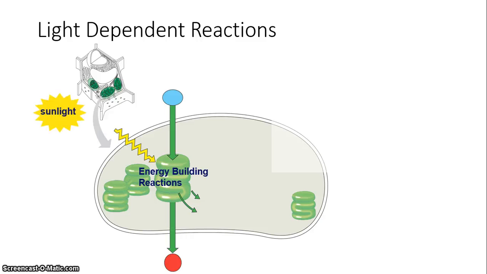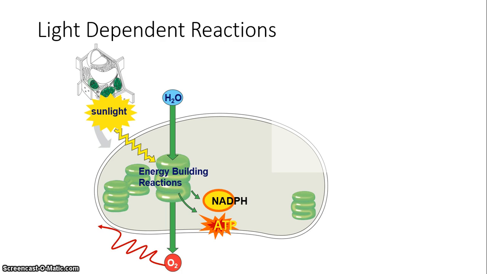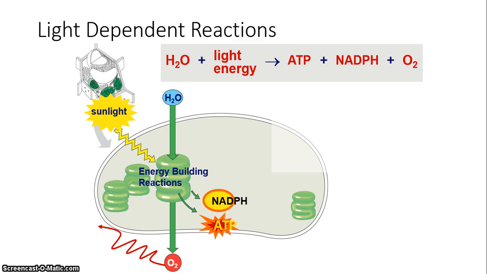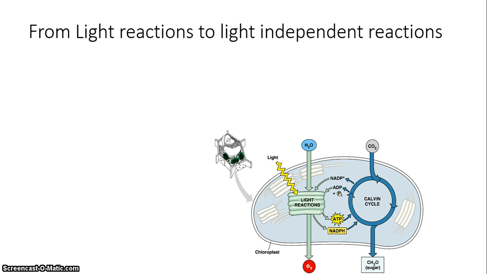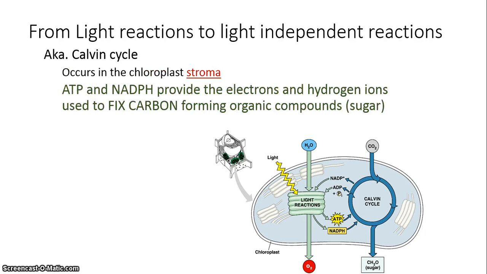So here's just another way to look at that. You have sunlight, it hits the thylakoid, gets the chlorophyll excited, water gets split, ATP and NADPH are produced, and oxygen is released. Now you go to the light independent reactions, also known as the Calvin cycle. And this occurs in the stroma, that's kind of the watery area. ATP and NADPH provide the electrons and hydrogen ions used to fix carbon, so this is your sugar building process.